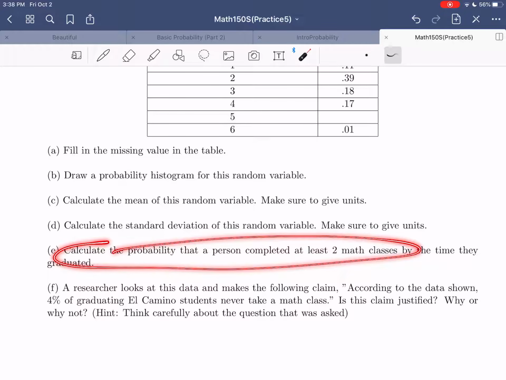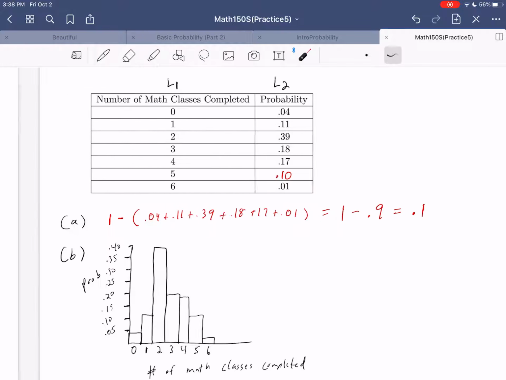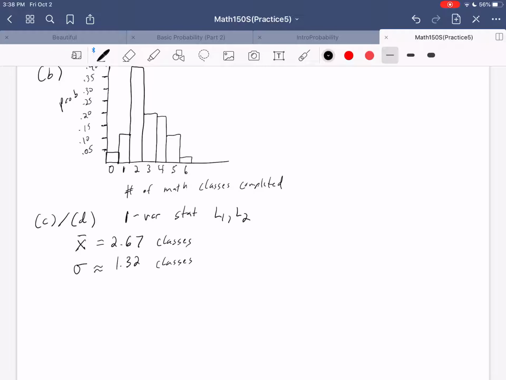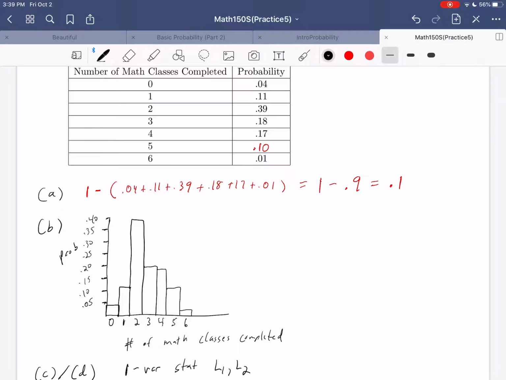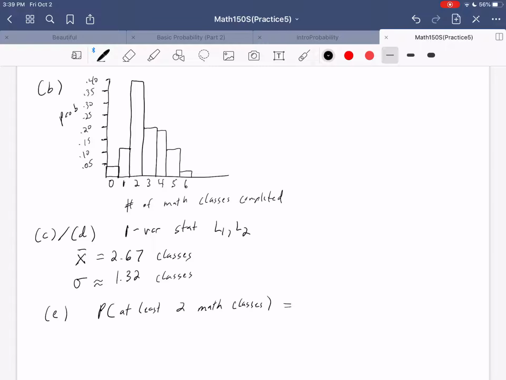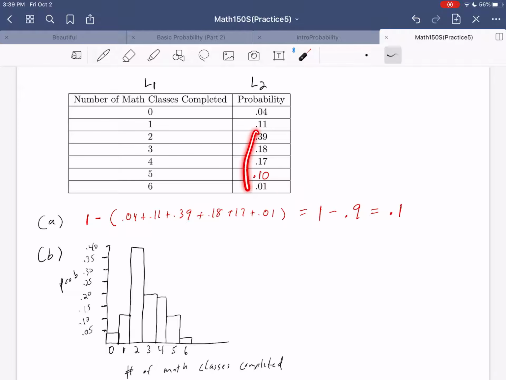We want to calculate the probability that a person completed at least 2 math classes. So let's see how we do that. Probability at least 2 math classes. Which of these outcomes up here would satisfy at least 2? Well, that would be 2, 3, 4, 5, and 6. So one way we could do this is we could say that this is equivalent to 2, 3, 4, 5, and 6.